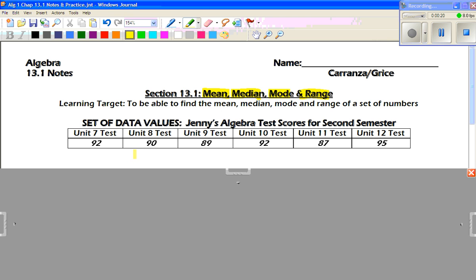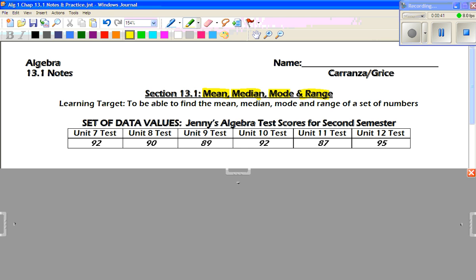numbers. Now, some of you guys might do really well in this lesson and be like, oh, Mr. Grice, I know this, but there is a lot of vocabulary that we're going to be going over, so we need to make sure that you're taking those notes. And please have your calculator out because we will be doing some calculations today. Alright, let's get started.